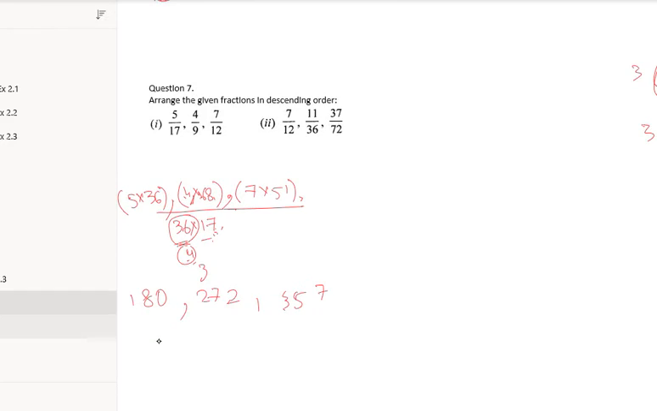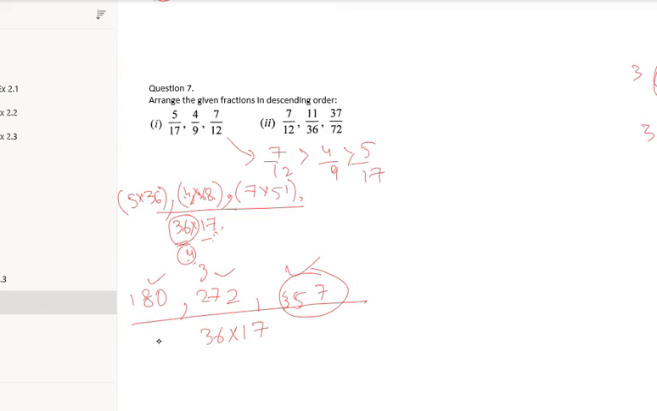So we can easily see that since I don't need to find the addition answer, or simplification is not needed, I can easily see the ascending order is already mentioned here. So the descending order for this question will be 7 by 12, because 357 is greatest, then 4 by 9, and then 5 by 17.